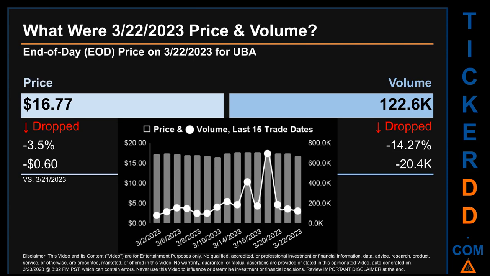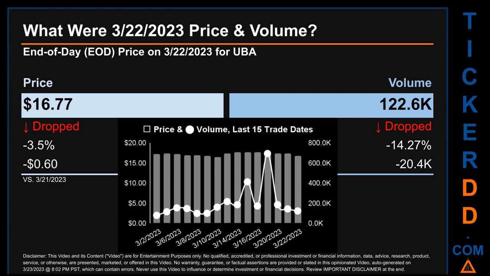What was end-of-day price and volume for UBA? On Wednesday, March 22, 2023, UBA had an end-of-day price of $16.77 and volume of about 122.6 thousand. Compared to the previous trading day, the price dropped 3.5%, losing 60 cents, while volume dropped 14.27%, decreasing about 20.4 thousand. The graph shows price and volume for the last 15 trade dates.